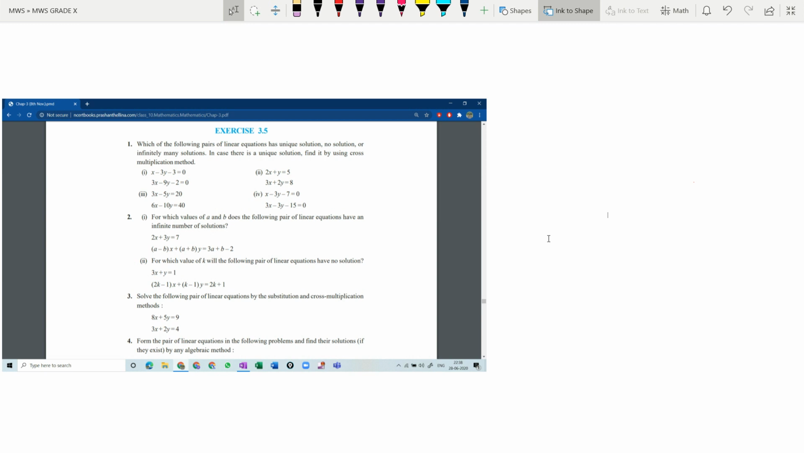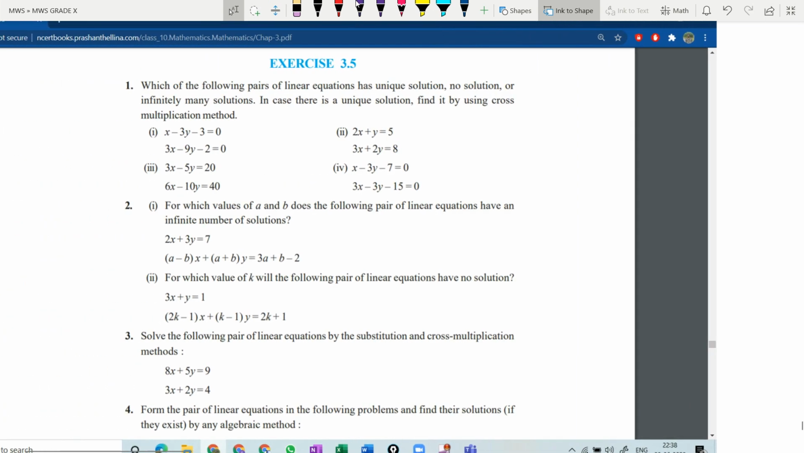So let us start with the same exercise 3.5 with question number 2. As we have done question number 1, we have learned the cross multiplication method. Starting with question number 2, we have to find the values of a and b so that the following pair of linear equations have infinite number of solutions. So this comes from exercise 3.2 where we have learned this.